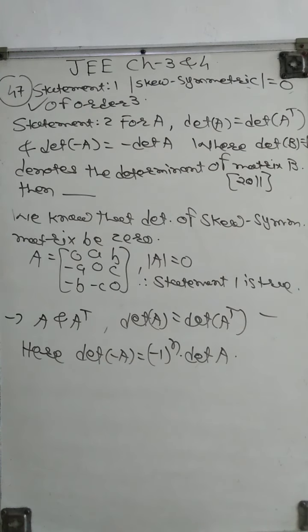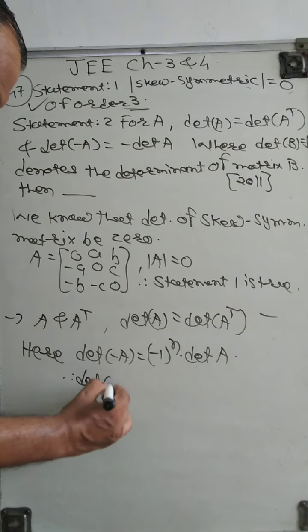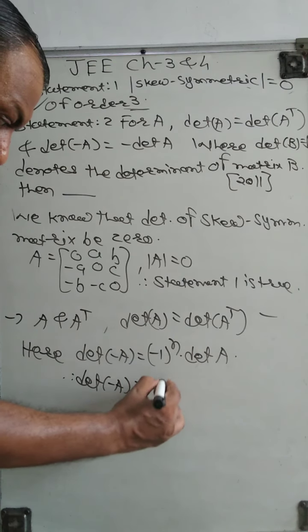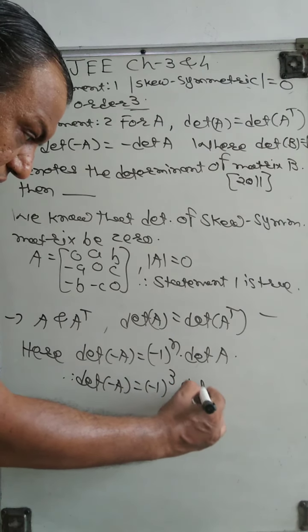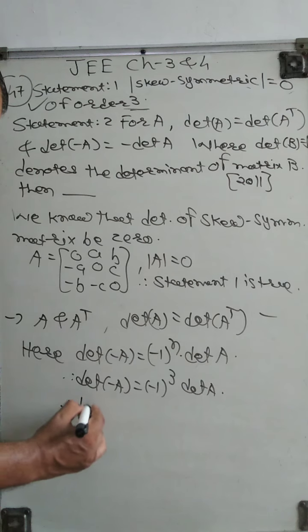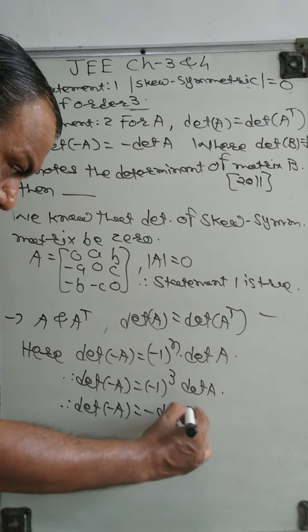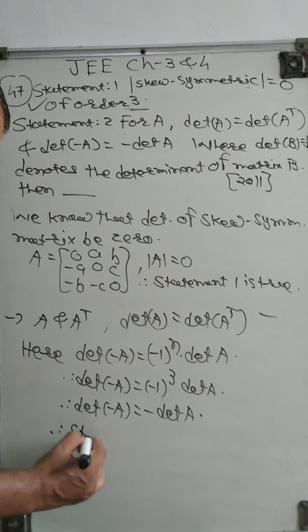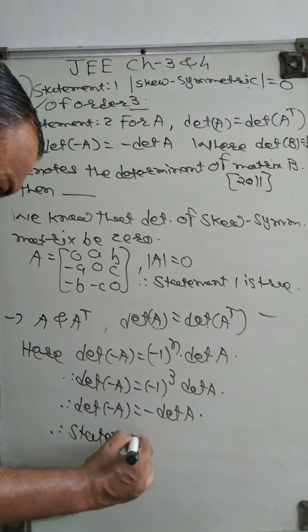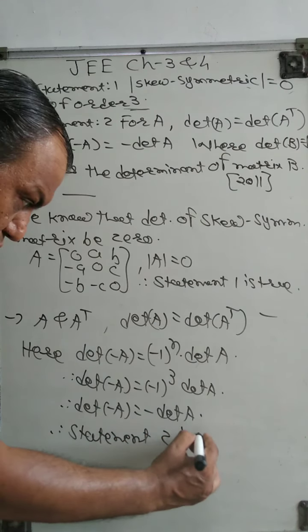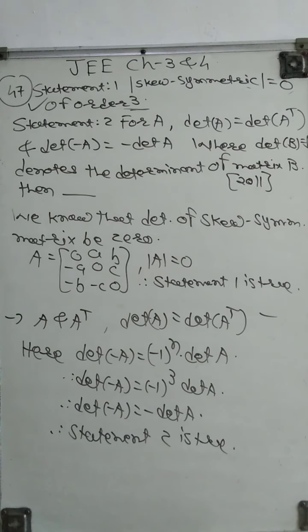So when we talk about an order 3 determinant, we have determinant of minus A equal to minus 1 raised to 3 into determinant of A. It is determinant of minus A is minus determinant of A. Therefore, the second statement is true. So we can say that both the statements are true. Then we go for the next.